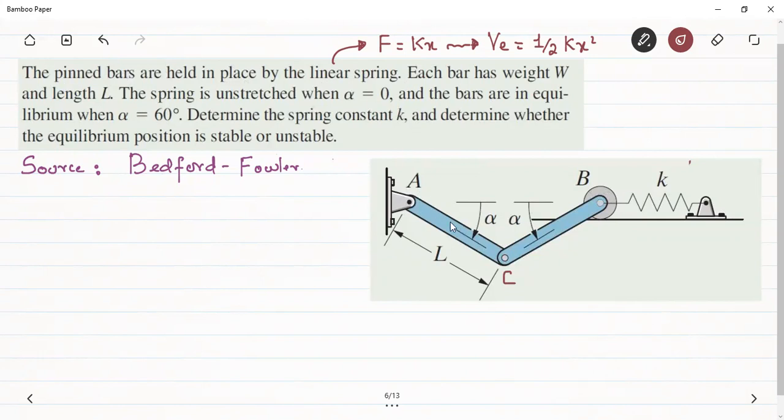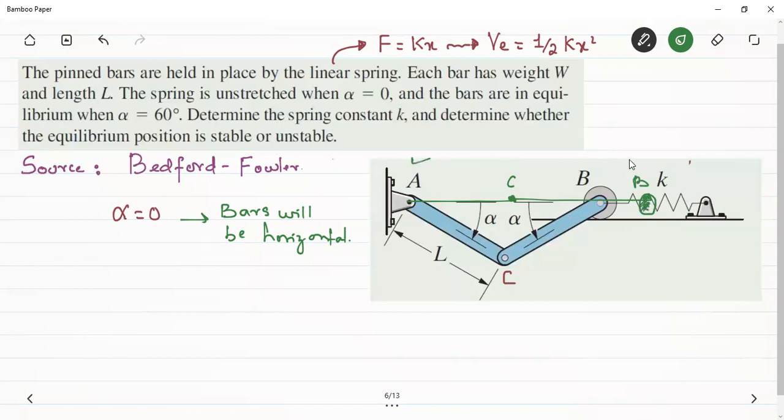Now we can see that the bars are making an angle of alpha with the horizontal. Therefore, when alpha is equal to zero, the bars will be completely horizontal. One can clearly see that when alpha is equal to zero, this will be the bar AC, this will be the bar BC, because at alpha equal to zero, the points A and B will be the farthest away from each other. And when alpha increases, the point A is in its place, the point B is going to shift towards left. Therefore, as alpha increases, B is going to come closer to A.